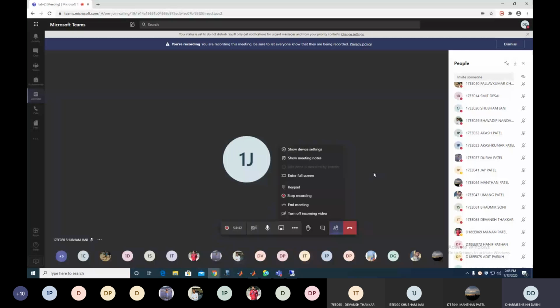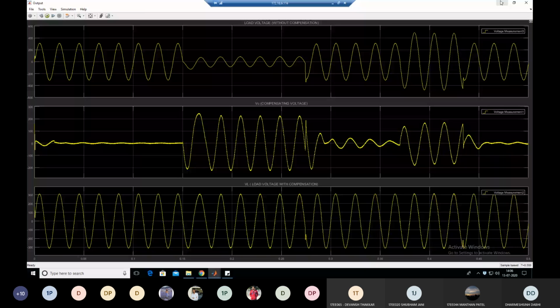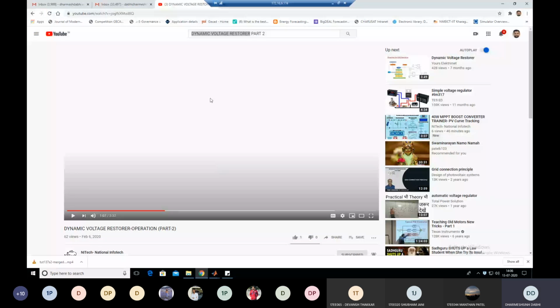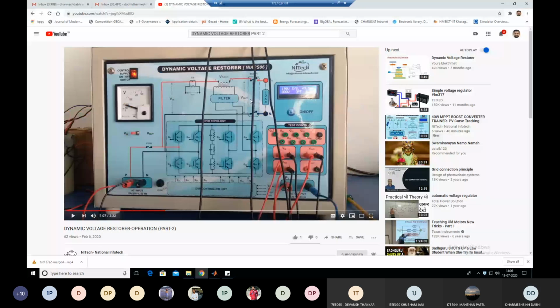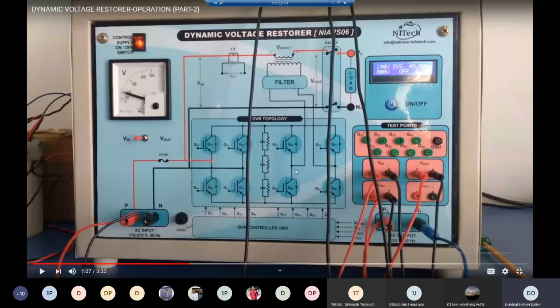So this is a simulation of DVR. You also see the one video. I have given this video to you already, I think in the third or fourth lecture, regarding the operation of DVR. I hope you have seen this video. How this DVR works? This is the hardware model of DVR. How they inject or absorb the voltage.